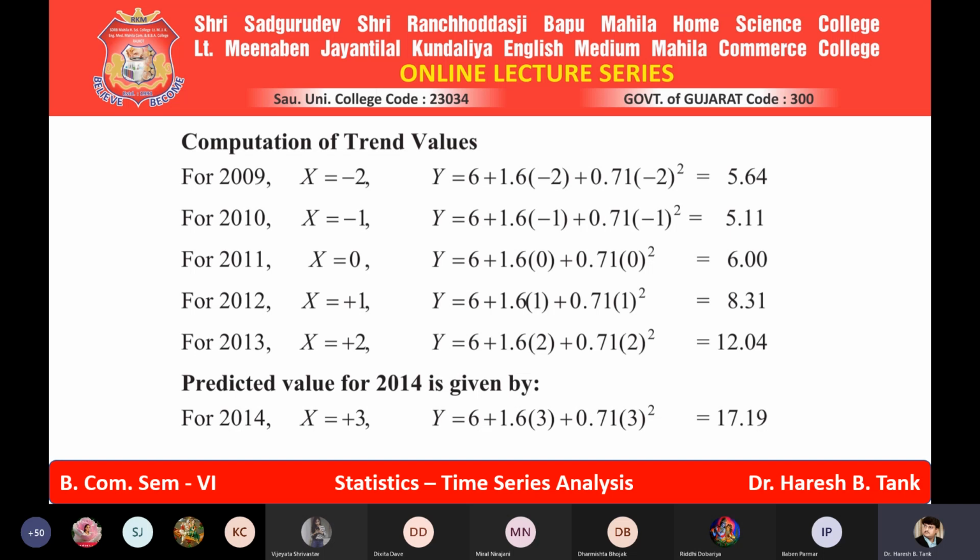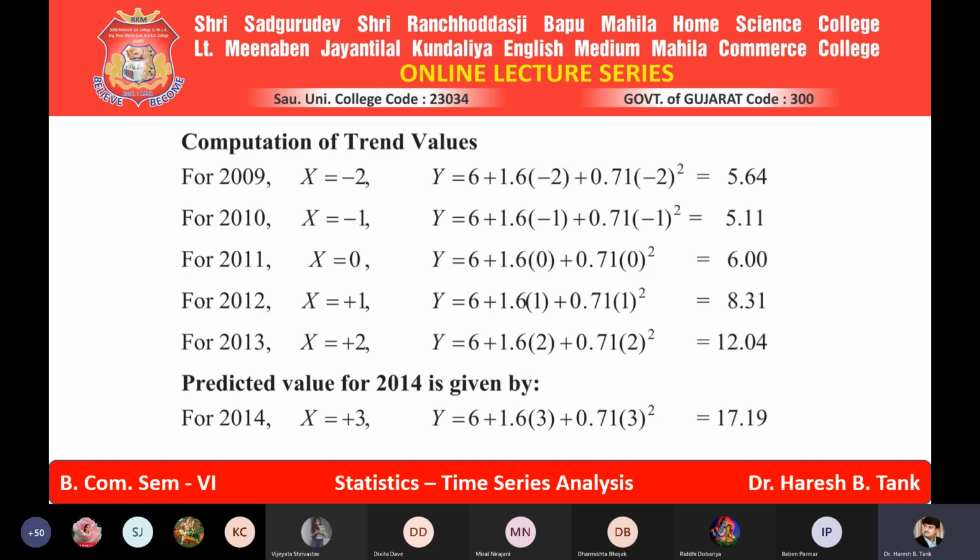If you substitute x equals minus 2 in this case, against 2009, simplifying it, you will get 5.64. For 2010, you will get 5.11. For 2011, you will get 6. And so on. And here one more question was given: that you have to estimate the value for 2014.